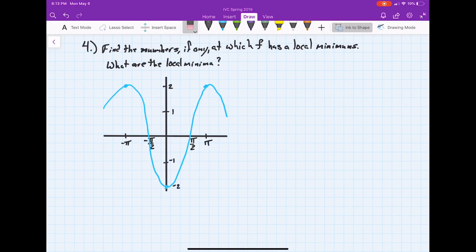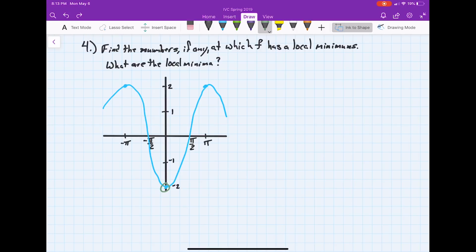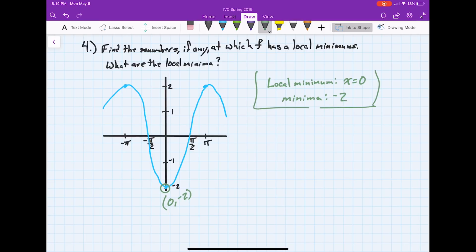So number 4, we have a minimum. We see the lowest point is down here at negative 2, but our local minimum is at x equals 0. Again, same as the last problem, x equals 0. And then since this point is (0, -2), the y-coordinate is the minima. So the minima is negative 2. Anyway, pretty easy there.